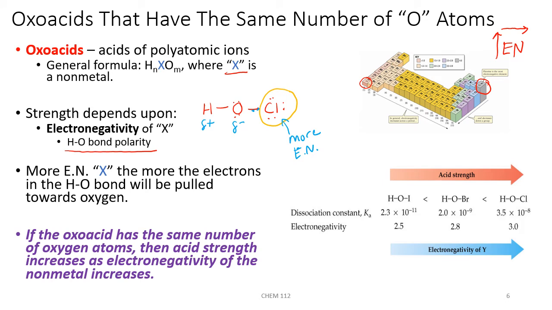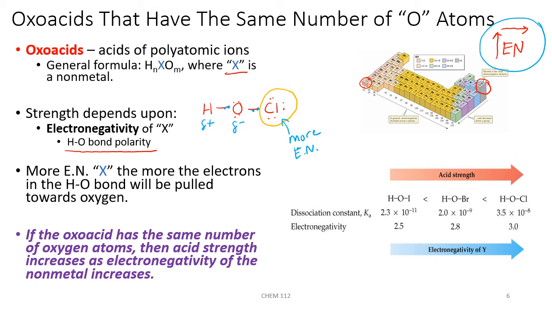And then that's going to make oxygen want to pull those electrons away from hydrogen even more. So we're going to be needing to know that trend in electronegativity across the whole periodic table when we're dealing with oxoacids that have the same number of oxygen atoms.